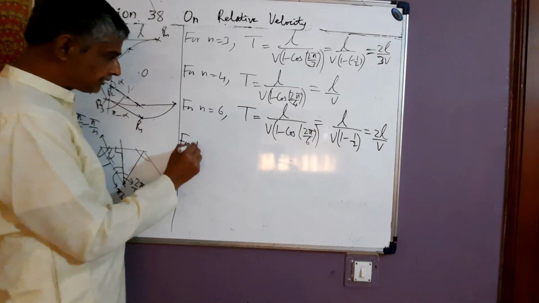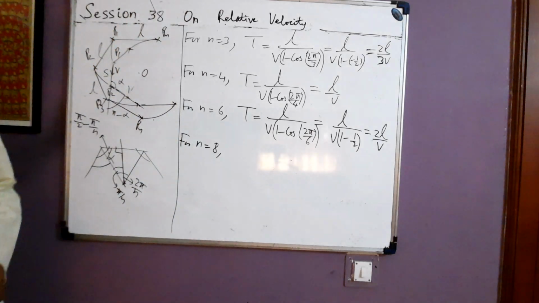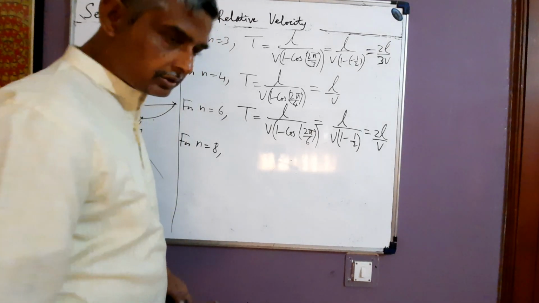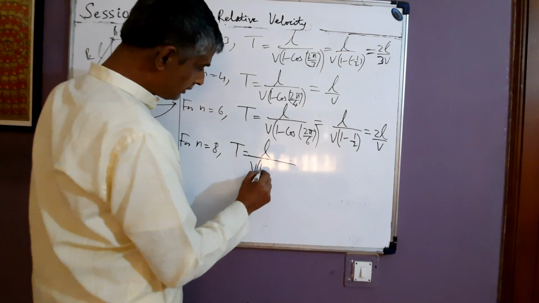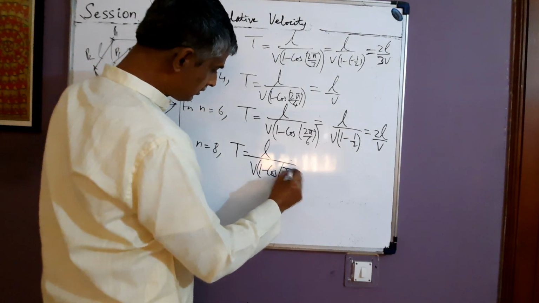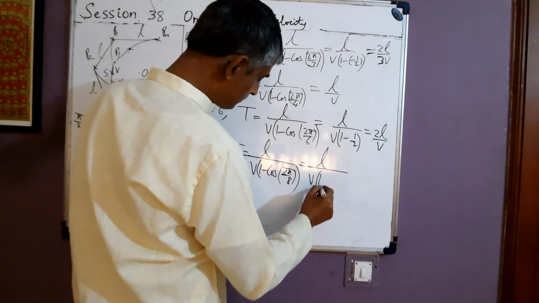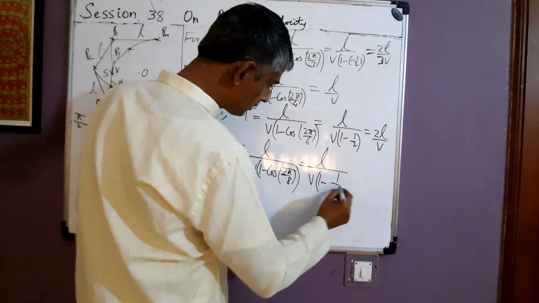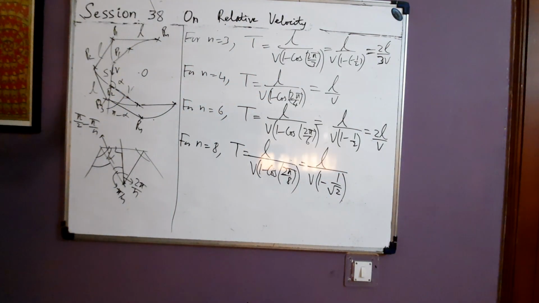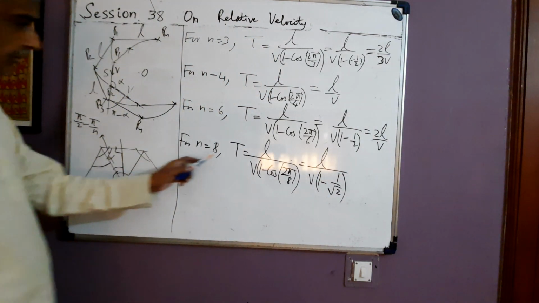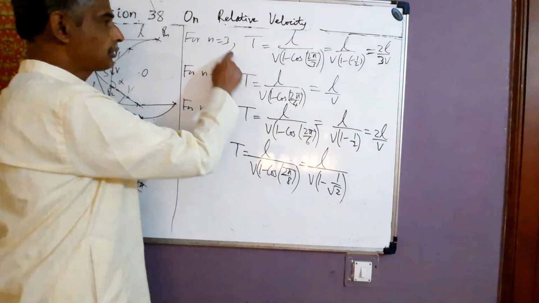For n equal to 8, that is, the 8 particles form a regular octagon, t will be equal to L by v times 1 minus cos of 2 pi by 8, which is L by v times 1 minus cos of pi by 4, that is 1 by root 2. Alright, fine. N equal to 8, this is the time. N equal to 6, this is the time. N equal to 4, this is the time. N equal to 3, this is the time.